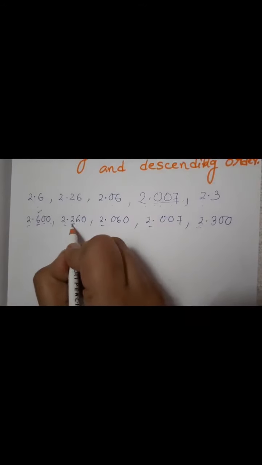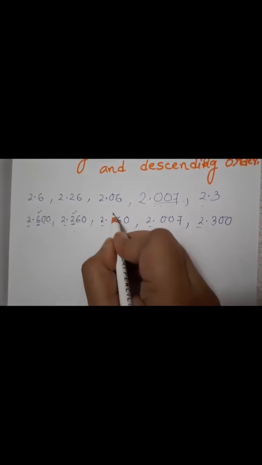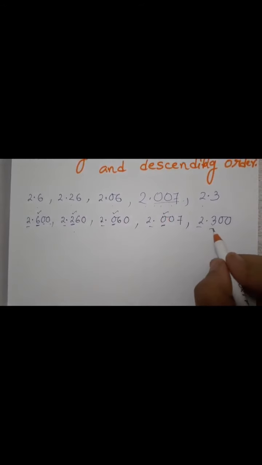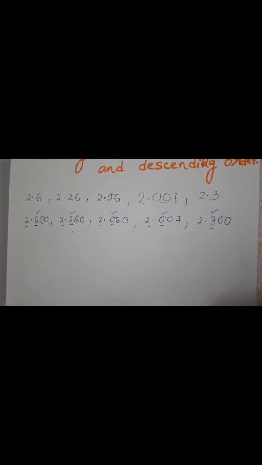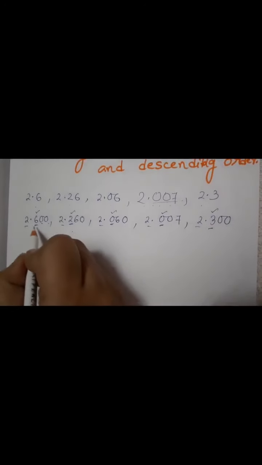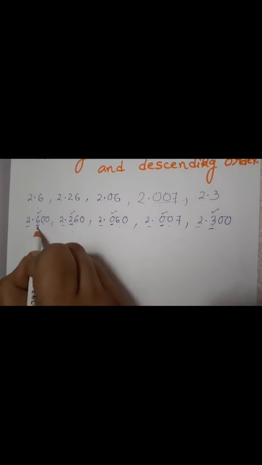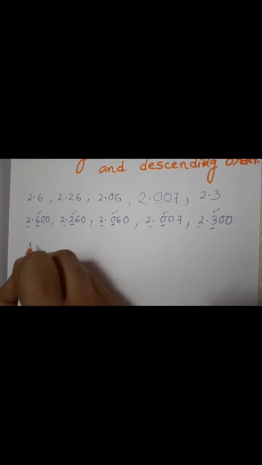This is the tenth digit of the second one, and the tenth digit of the third one. This is also the tenth digit of the third, and this is also the tenth digit of the third one. Now students, as you can see, this is 2.6, 2.3, and 2.2. That means this one is greater. So without any hesitation, we can write 2.600 is greater.